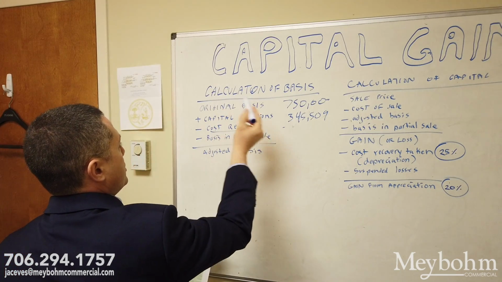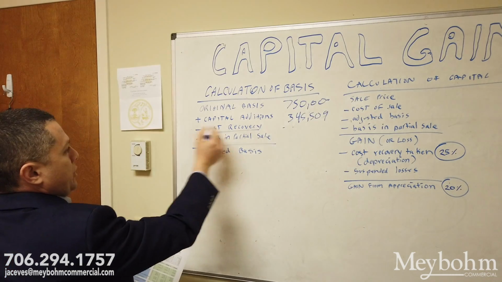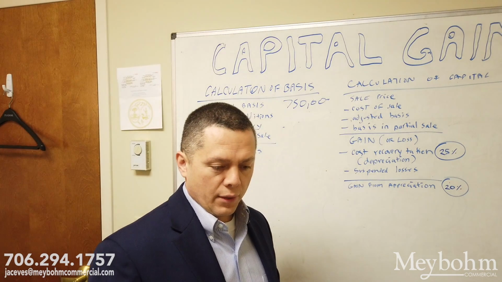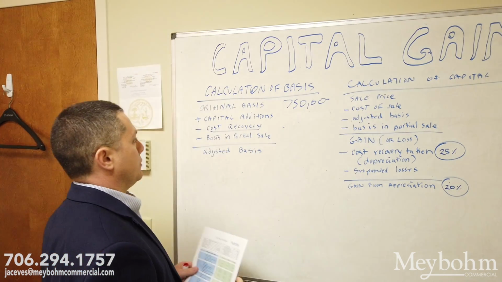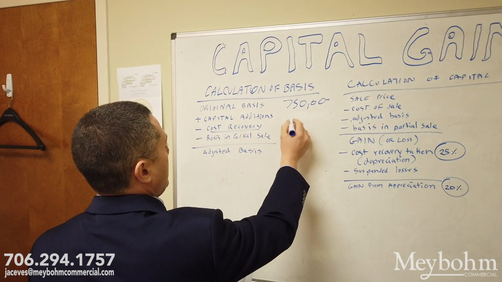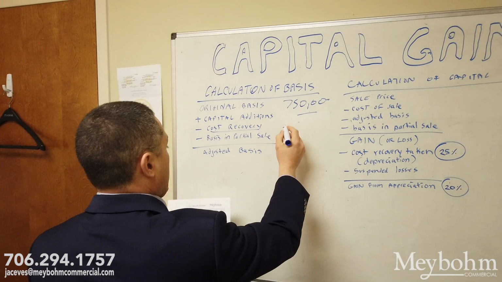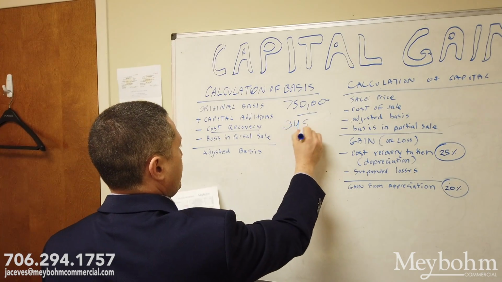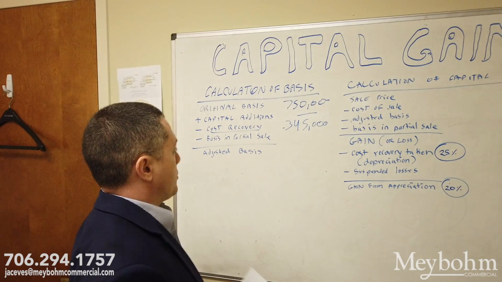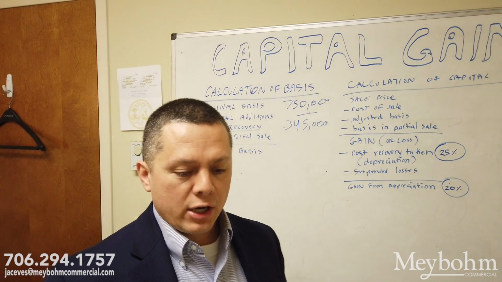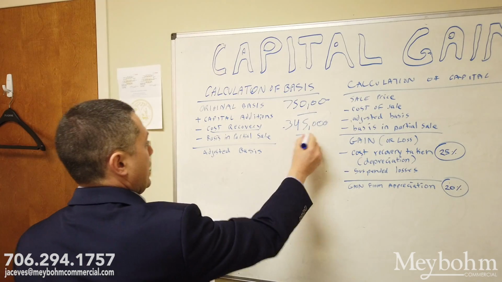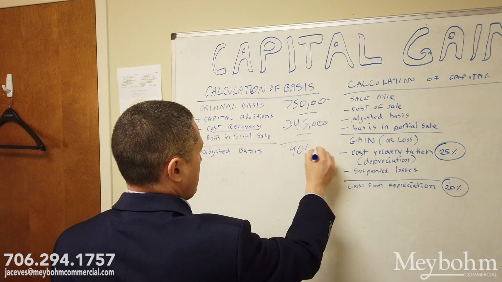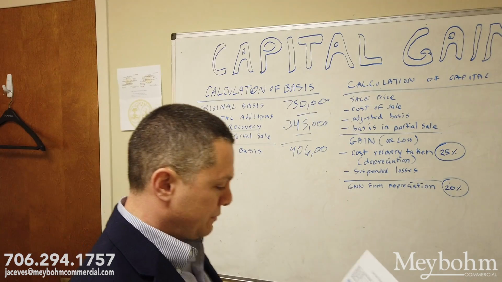So the formula is you take your original basis, $750,000, plus your capital additions. This would be improvements, roofs, things that you're investing in the property that are going to be improvements to the property, and they didn't claim any. Then we've got the depreciation, which is that $345,000, and then basis in partial sale. That's if you were going to break off a portion of the property or sell a portion of it. They did not do that. So their adjusted basis in this property was $406,000. Excuse the math, I rounded.